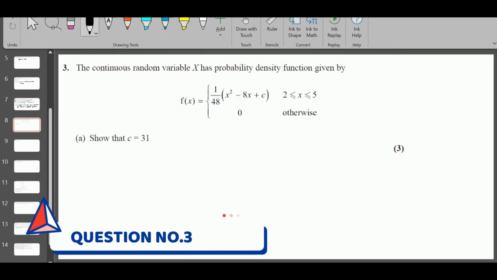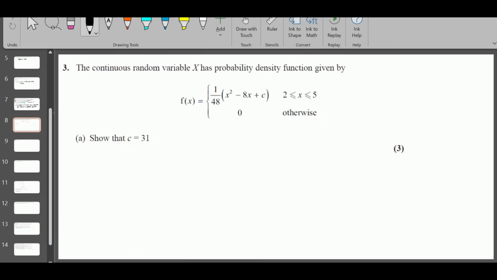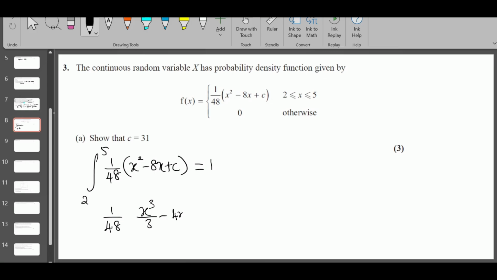It's a continuous random variable. It has a PDF of this. Show that c is this. We know if we integrate the function from 2 to 5, 1 over 48 times (x squared minus 8x plus c). In a discrete random variable, the sum of p of x is 1. For a continuous random variable, the area below the curve will be equal to 1. You can keep 1 over 48 outside: x cubed over 3 minus 8x squared over 2, which is 4x squared, plus cx, from 2 to 5, is equal to 1.